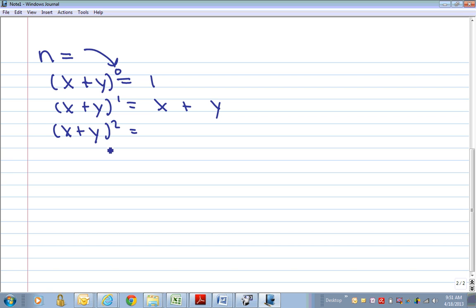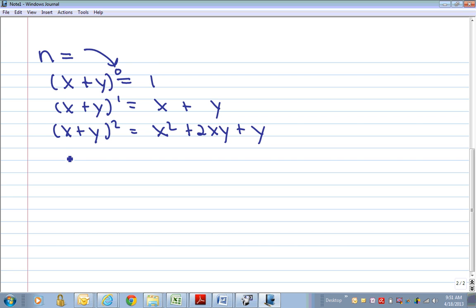Let's just use that little binomial shortcut again, and this time n would be 2. So we would take the first term and square it, multiply everything together, which would be positive 2xy, and then take the last term and square it, which would be y squared. All right, that's a binomial squared, and we have a shortcut.